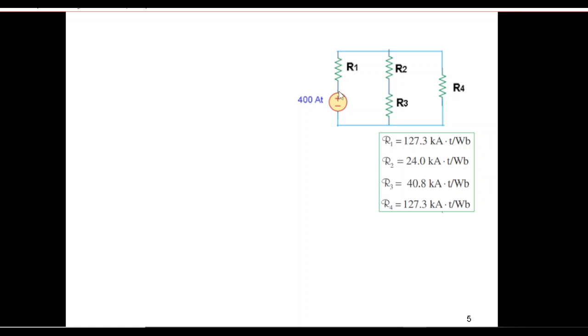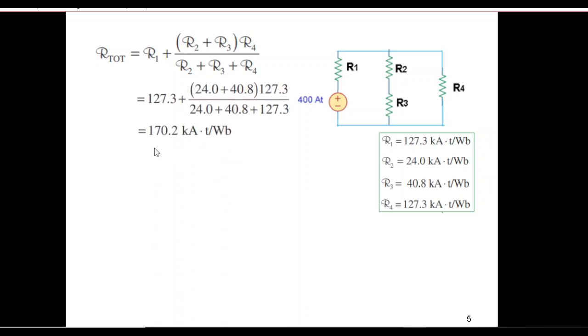These are the values. And now this is our equivalent electrical circuit. Now we'll take help of this to find the current or the total flux. For that, you can see these two are in series and the combination is in parallel with this. And then this total added with R1 will give us the total reluctance. So we'll use this formula now. Total reluctance is R1 plus R4 in parallel with R2 plus R3. So we'll get this equation. I hope you can follow this. Plugging in the values, we get total reluctance 170.2 kilo ampere turns per Weber.